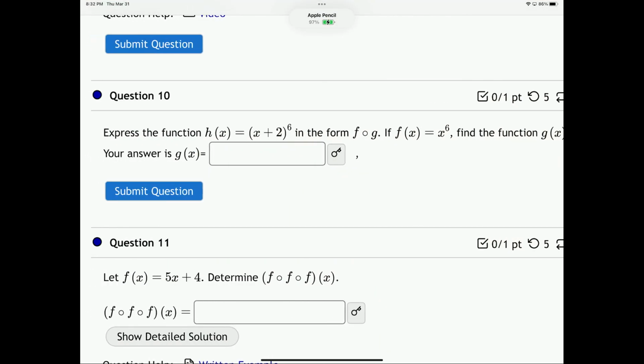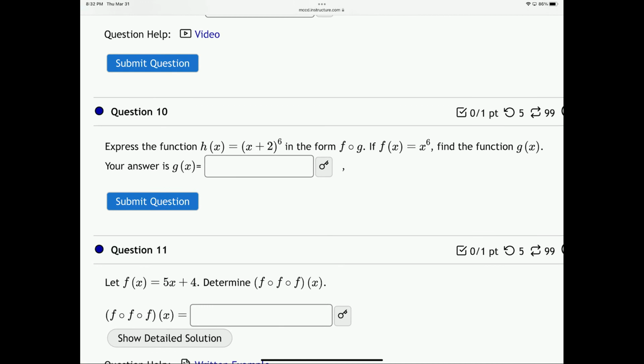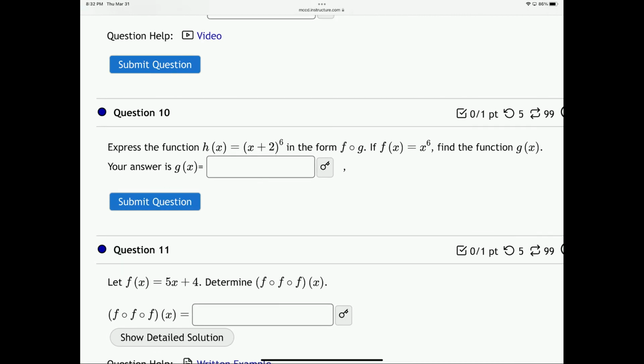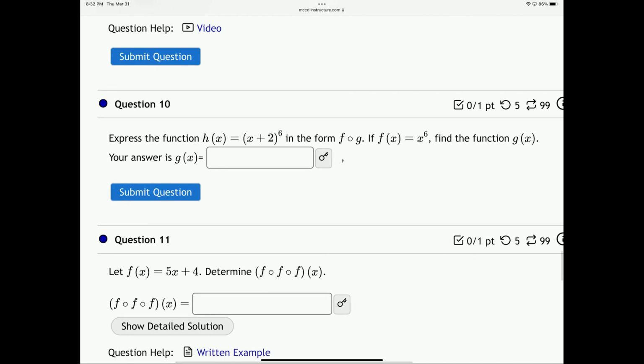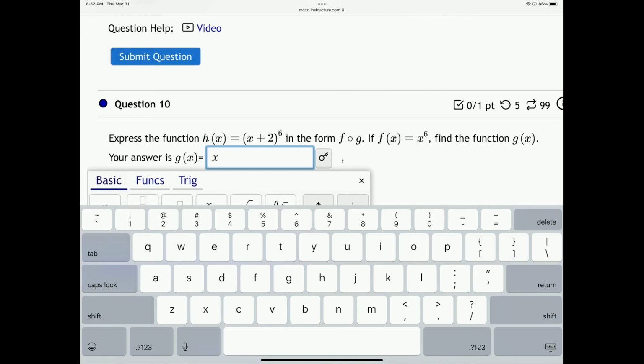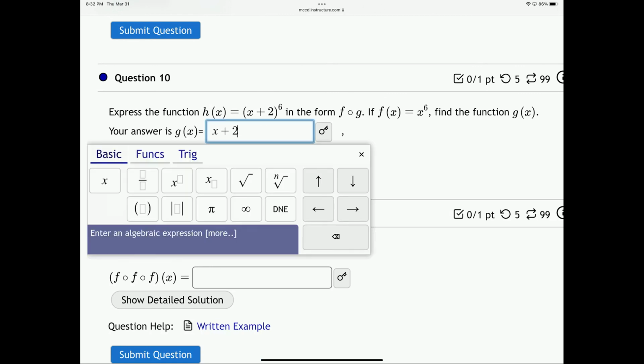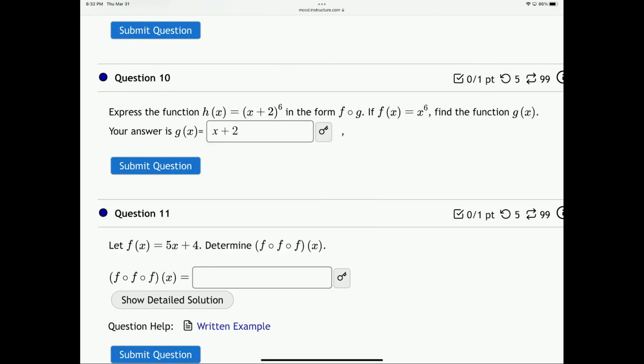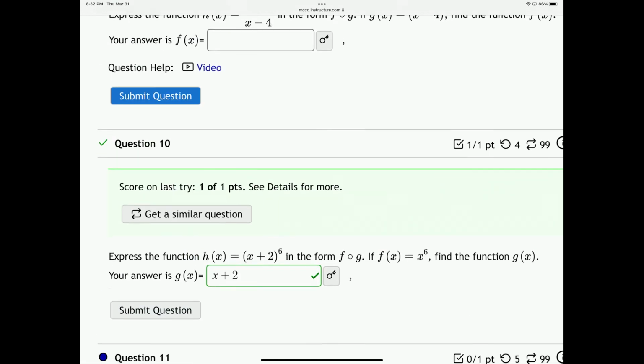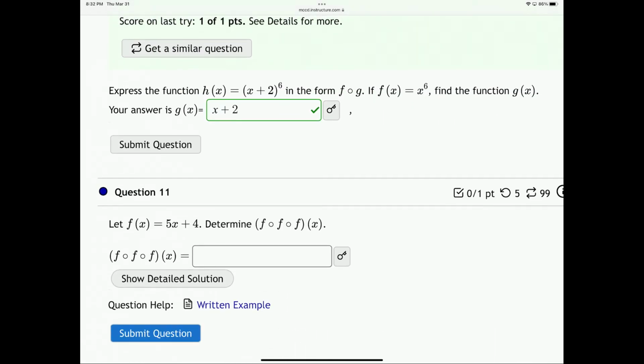So like on this one, it says, if f of x is x to the 6th, the function g is, actually, they didn't even make us do both parts. So g is the inside. Yeah, so that's not hard.